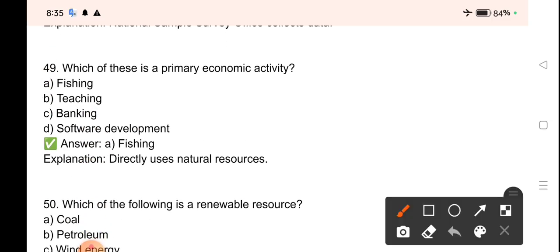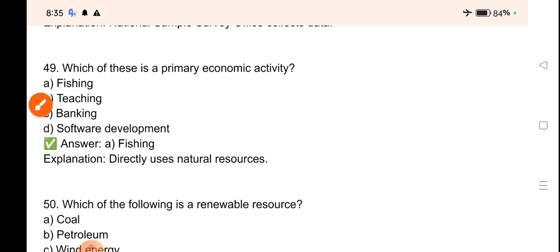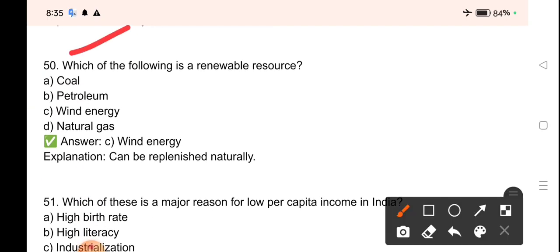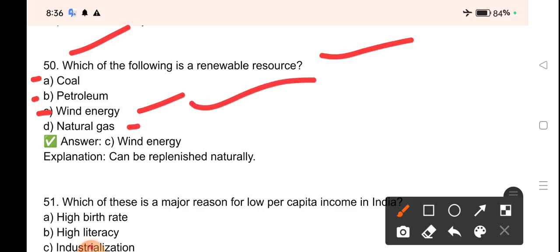Which of these is a primary economic activity? Fishing. Fishing is a primary economic activity, directly using natural resources. Which of the following is a renewable resource? Coal, petroleum, wind energy, natural gas. Wind energy is a renewable resource, can be replaced naturally.